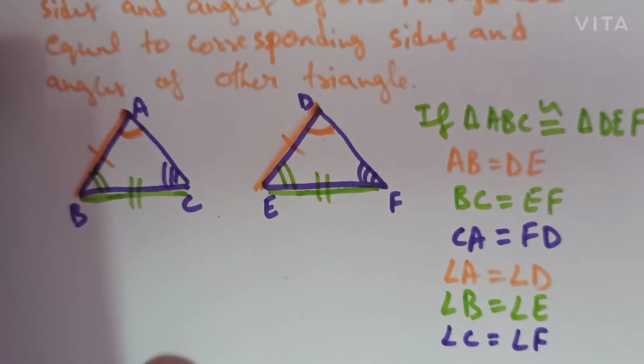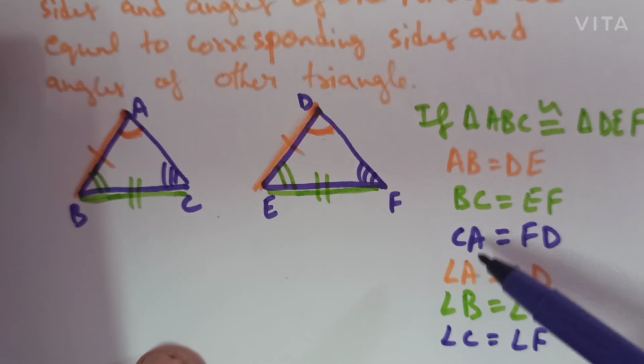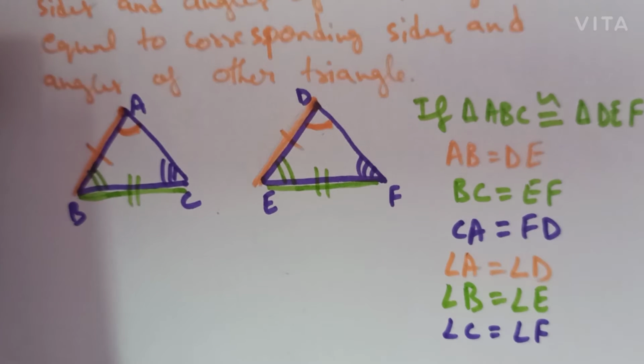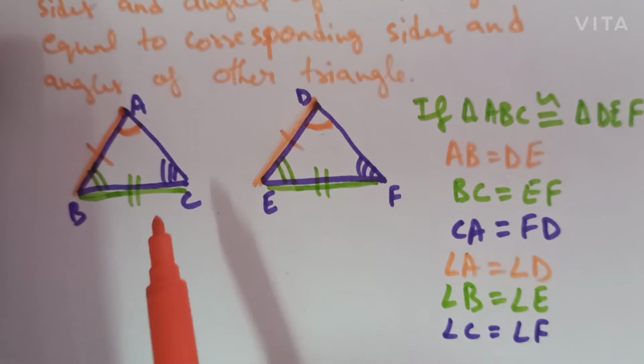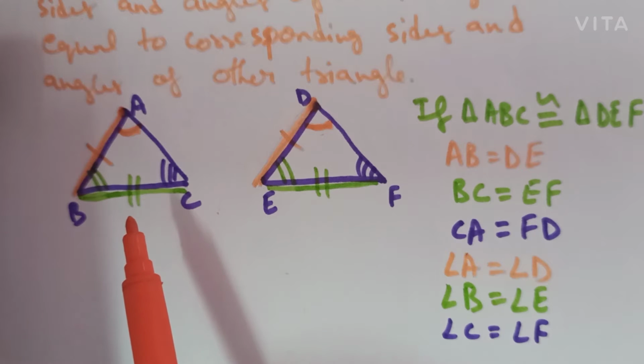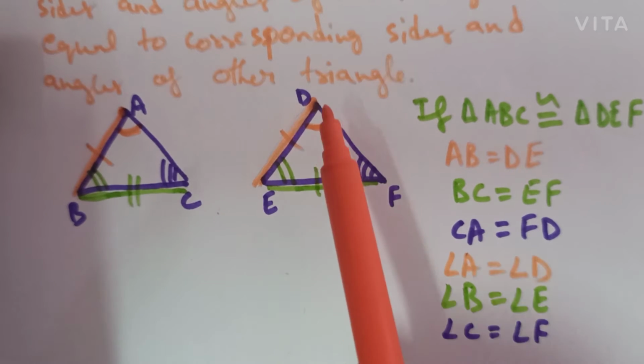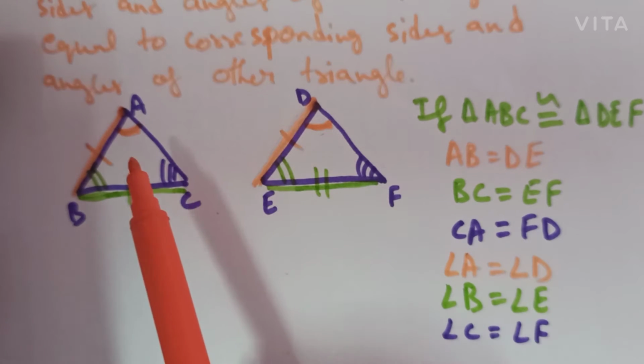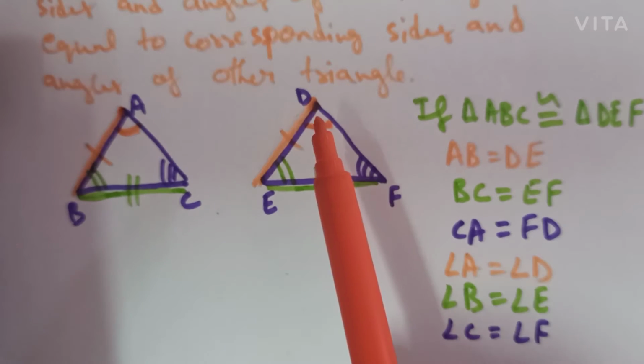We can also say that all the 6 elements, that is 3 sides and 3 angles of triangle ABC, will be equal to the corresponding 6 elements of triangle DEF, if triangle ABC is congruent with triangle DEF. I hope it is clear. Now if the two triangles are congruent with each other, we can also say that when we cover triangle DEF with triangle ABC, it will be an exact fit. That means triangle ABC will cover triangle DEF exactly.